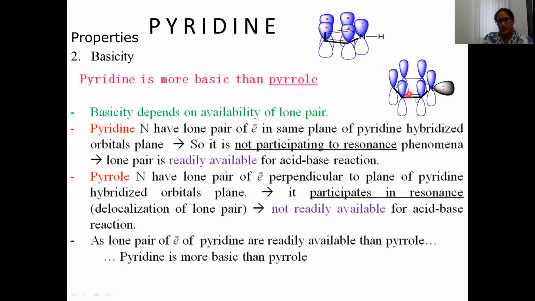That's why the pyridine is more basic than the pyrrole. Here the reason is that the electrons are in the sp2 hybridized orbital in the plane, so they do not participate in the resonance phenomena. That's why the lone pair is readily available for the acid-base reaction. In pyrrole, the electrons are perpendicular to the plane of the sp2 hybridized orbital, and they participate in the resonance or delocalization of pi electrons, so they are not readily available for the acid-base reaction. Due to this reason, pyridine is more basic than the pyrrole.